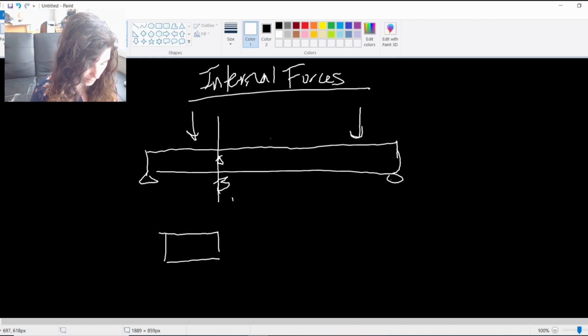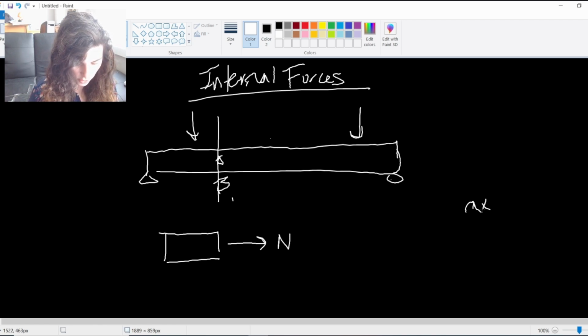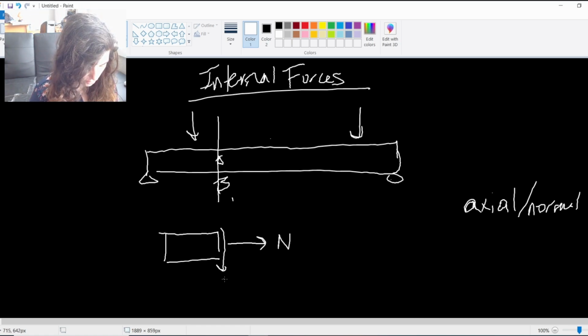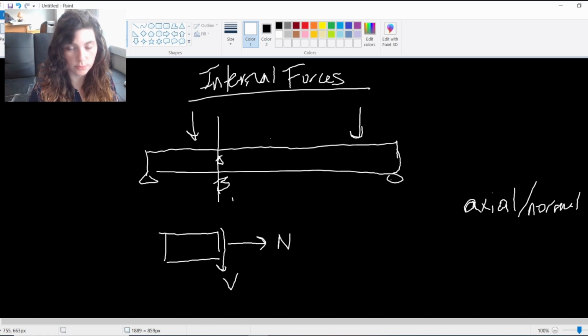So I have my axial force. This is the one in the horizontal direction, the x direction. This is my axial force or normal force. We denote it with an N for normal. Axial force or normal force. And we also have a force in the y direction, so that's going to be our shear force. This is called shear force when it is through the middle of the beam. So shear force is denoted with a V.